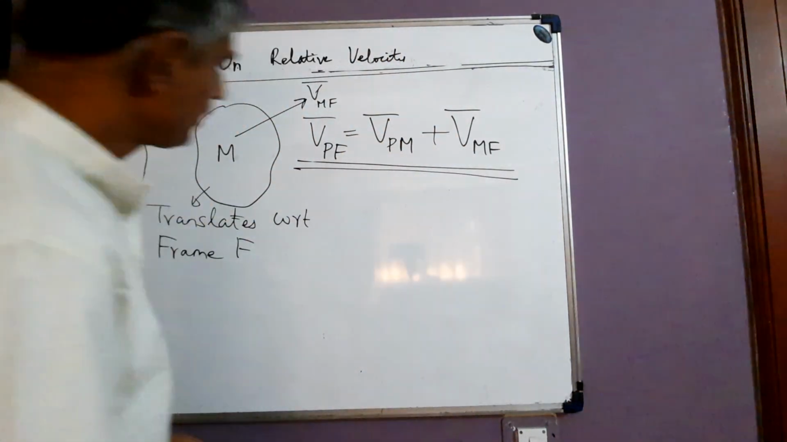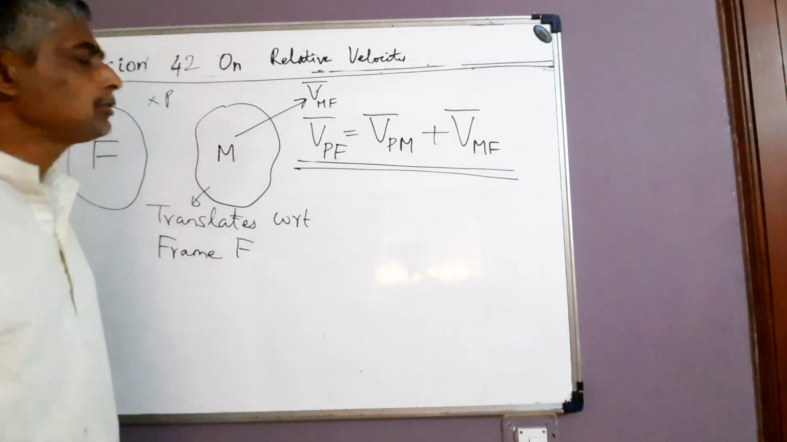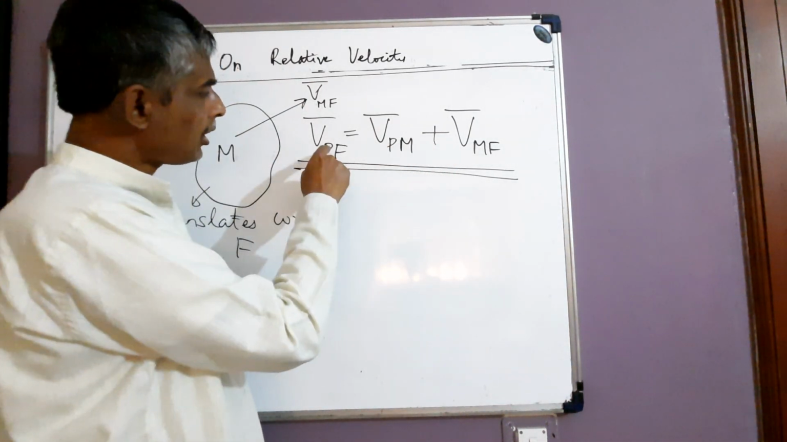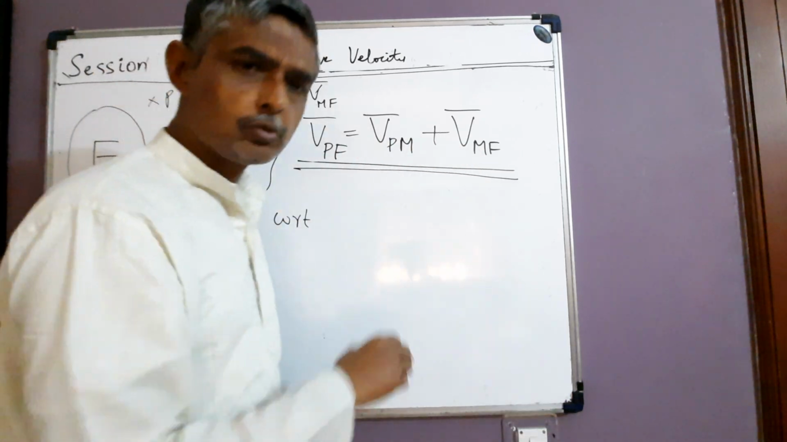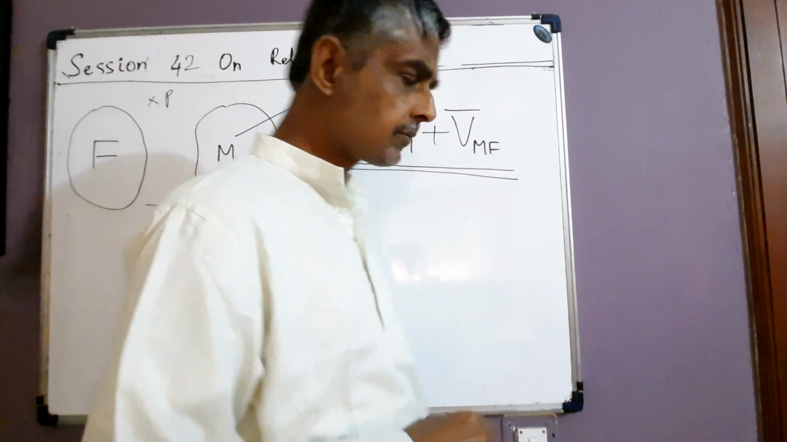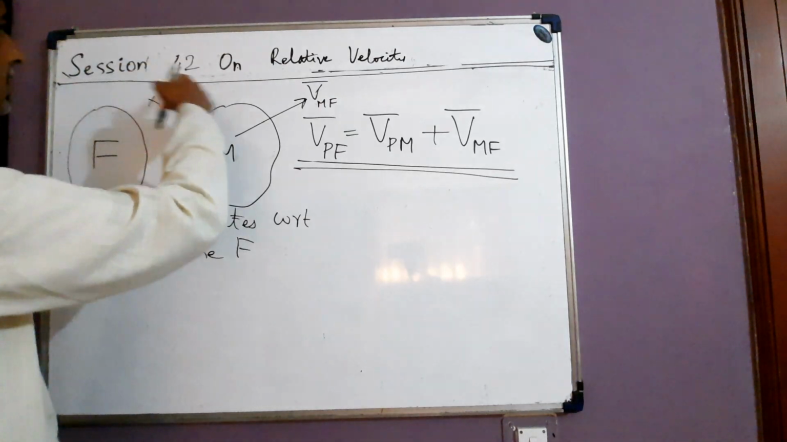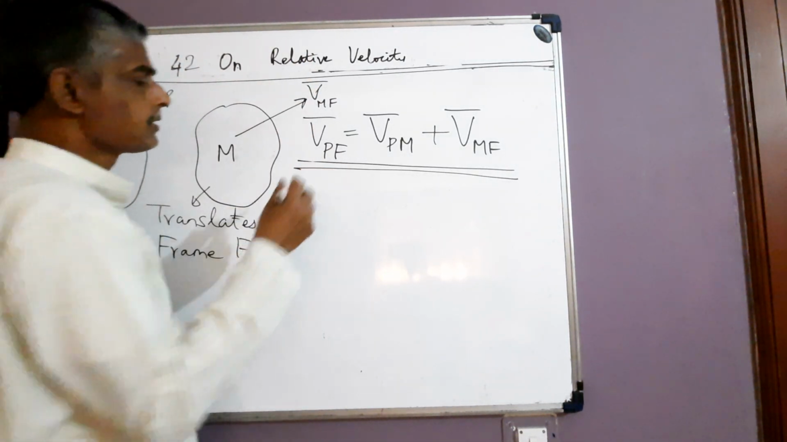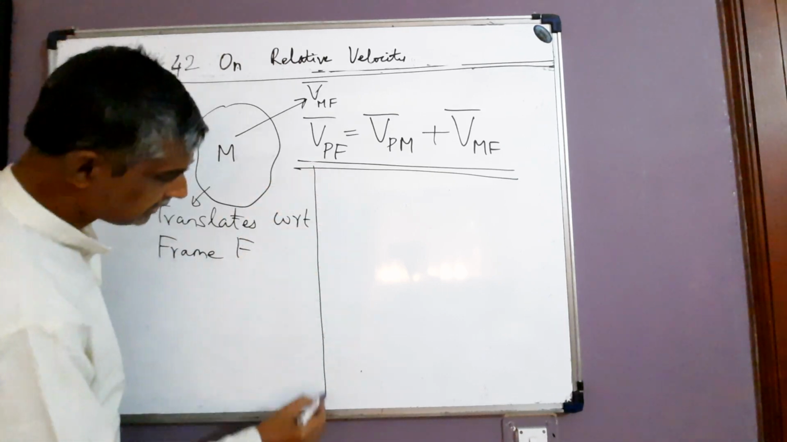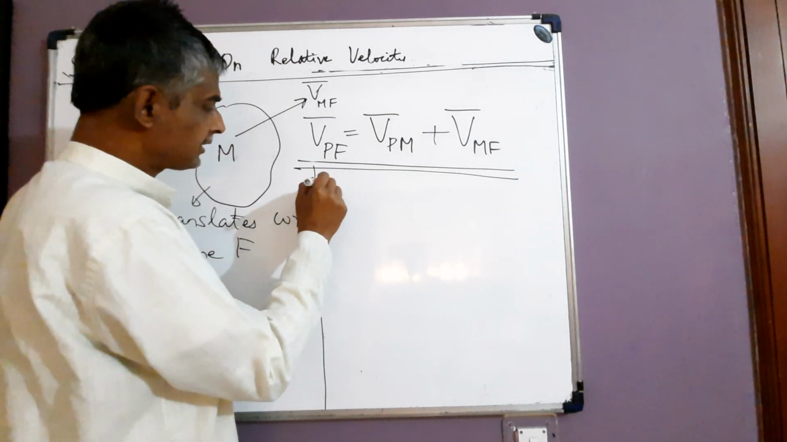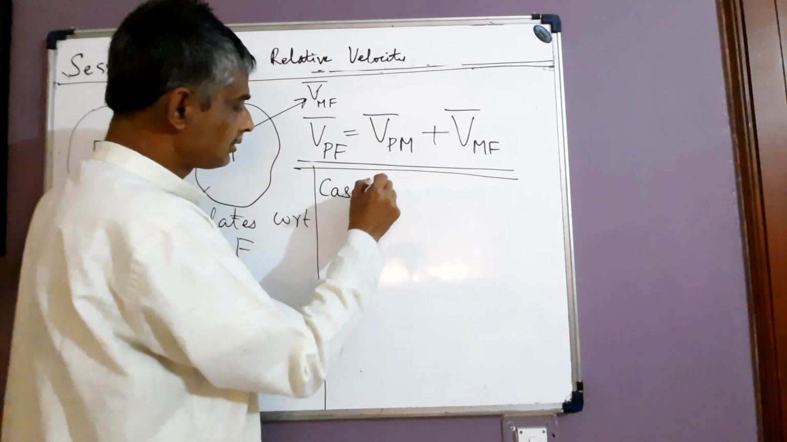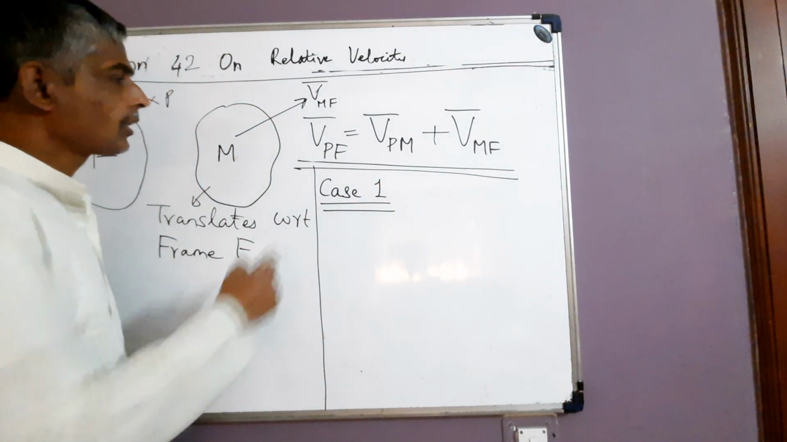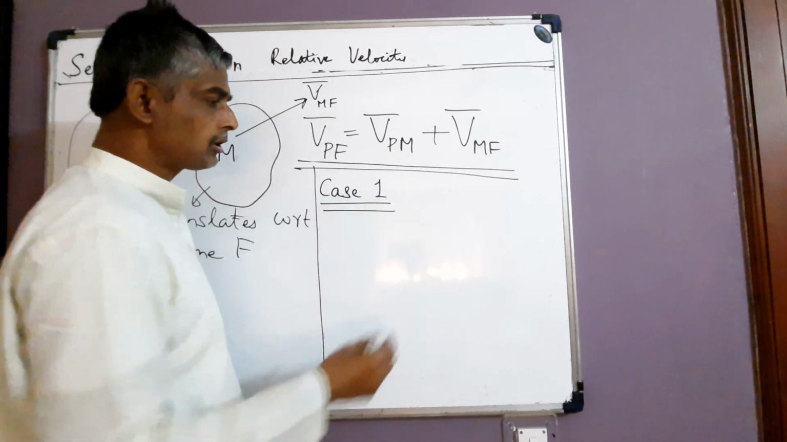Now we'll categorize the problems depending on which of these three quantities are known and which are not known. On that basis we'll divide these successive videos into the following types. First we'll see case 1. In case 1, VPF and VMF are known.